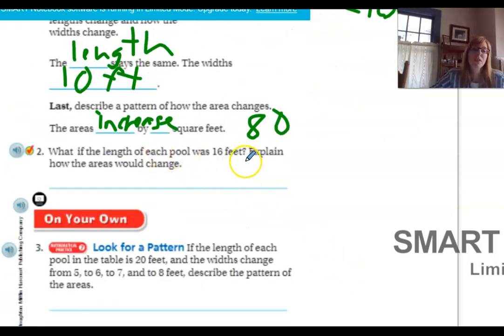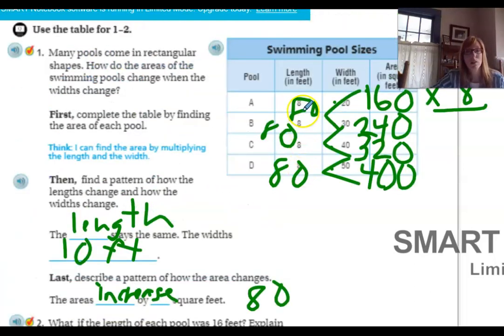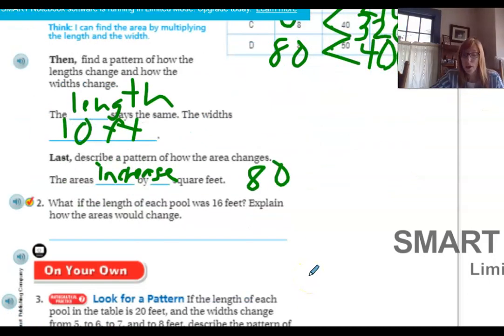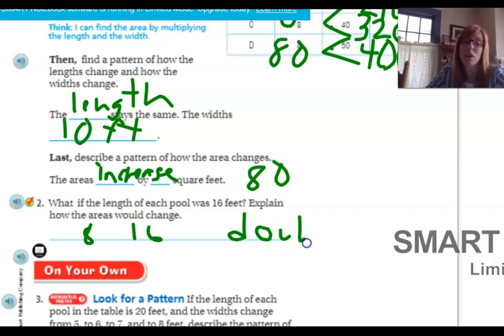What if the length of the pool was 16 feet? Oh my goodness. Okay, well, it's 16 feet instead of 8. So what would that do? What do you think? You're right, it would double, because from 8 to 16 is just doubling, so they would all double.